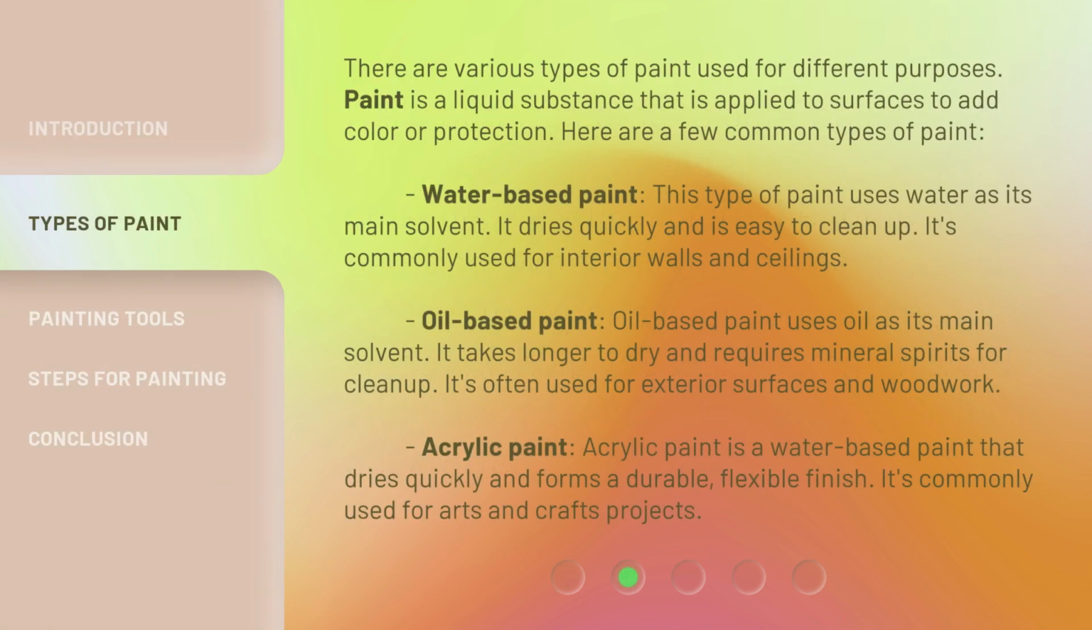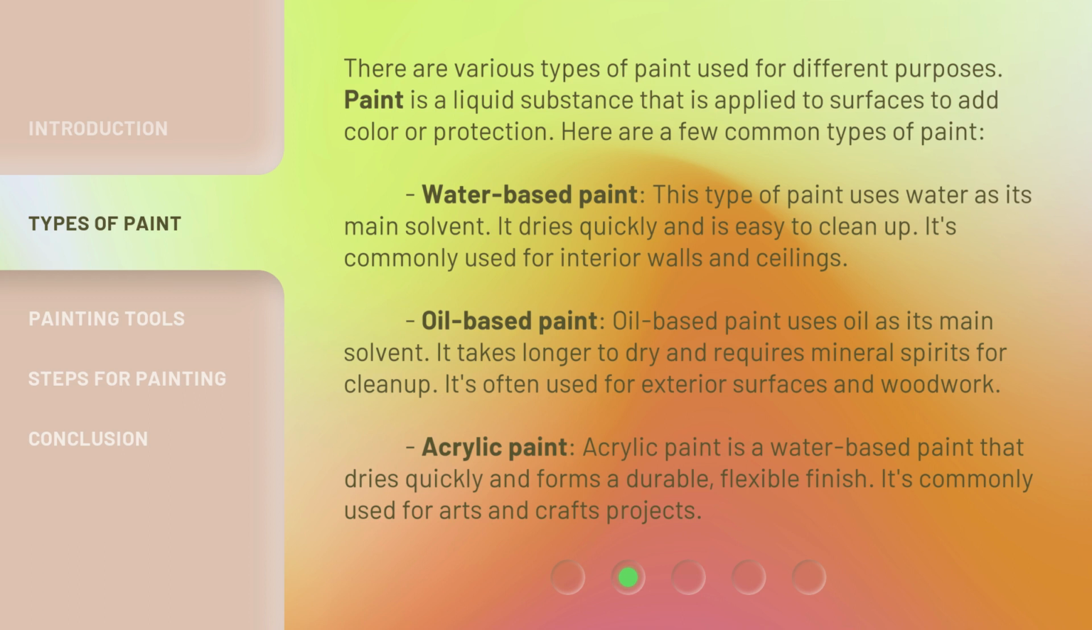There are various types of paint used for different purposes. Paint is a liquid substance that is applied to surfaces to add color or protection. Here are a few common types of paint. Water-based paint. This type of paint uses water as its main solvent. It dries quickly and is easy to clean up. It's commonly used for interior walls and ceilings.